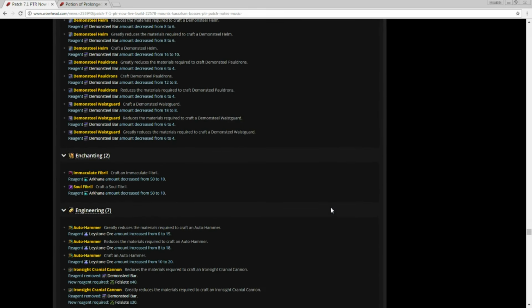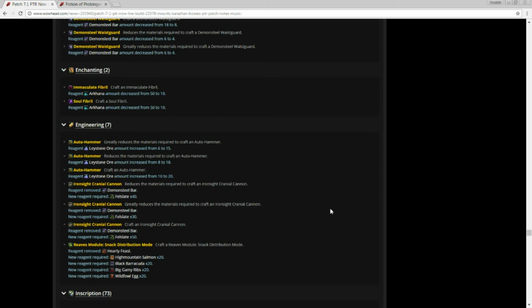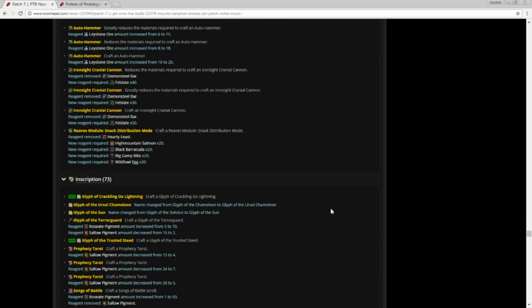Moving along to enchanting. Enchanting, just slight changes. They decrease the amount of Arcane Dust required for the two relics. Engineering has a few slight changes. They increase the amount for the auto hammer for the Leystone ore requirement. For the cannon, what they did was they removed the demon steel bars and replaced it with felslate. And for the snack distribution mode, they removed the hearty feast and replaced it with a few meats.